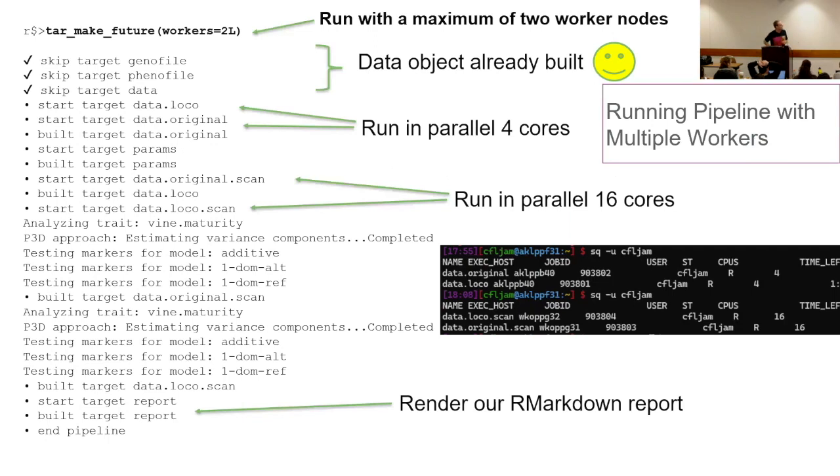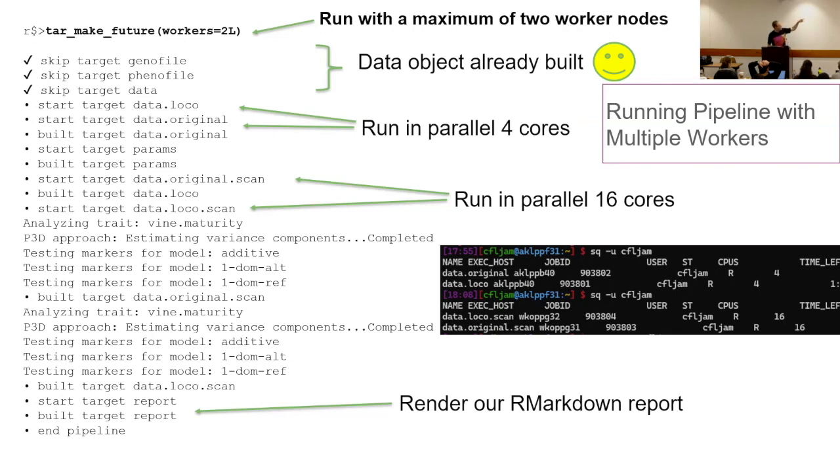So in the first case, we were just executing the pipeline in sequential mode, just running on the actual head node. But if we execute by going tar make future, as shown on the top line here, this is saying run it with a maximum of 2 workers.